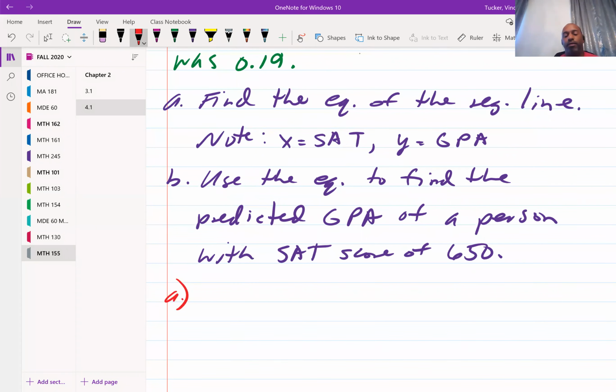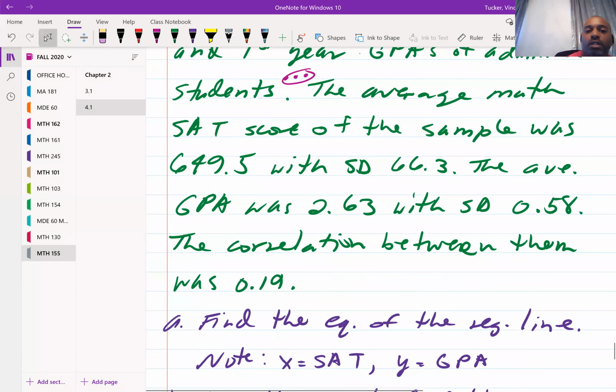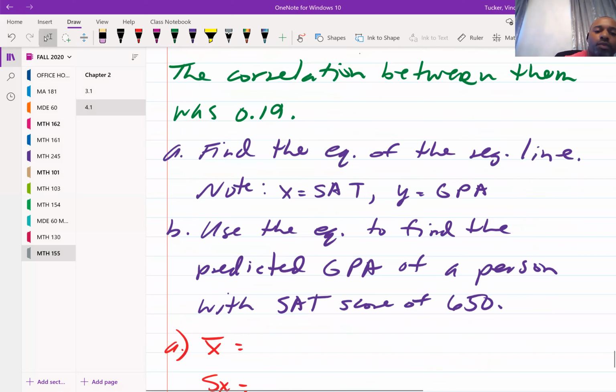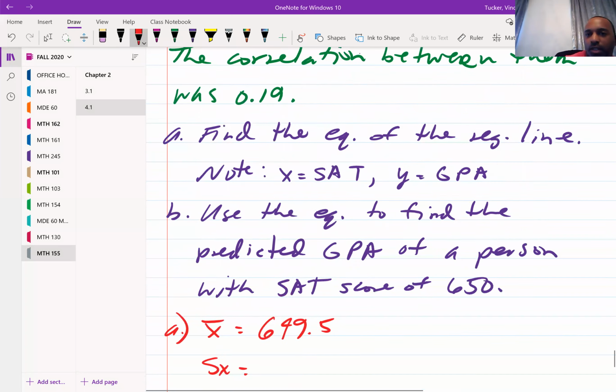All right, so let's look at A first. What I normally do whenever looking at a word problem is I write down all of the pieces of given information first. So we're going to have X bar, S sub X. So the average of X, remember our SATs, our X. So we're looking at 649.5, excuse me. The standard deviation was 66.3.